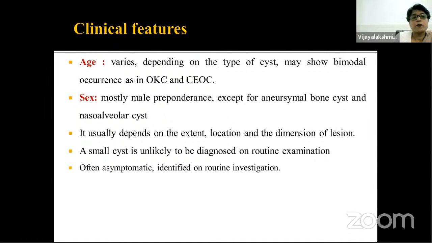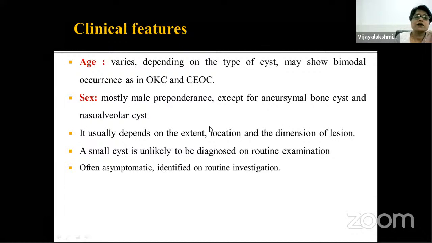Now, coming to a brief on clinical features, quite a variation is seen in age, but most commonly it occurs in the mid 20s or 30s. Few of the cysts might even show bimodal occurrence, like we see in OKC and COC, which can occur at the age of 20 to 30 and at the age of 50 to 60. Most of the odontogenic or non-odontogenic cysts show male preponderance, except for two cysts, aneurysmal bone cyst and nasoalveolar cyst, which are commonly seen in females.